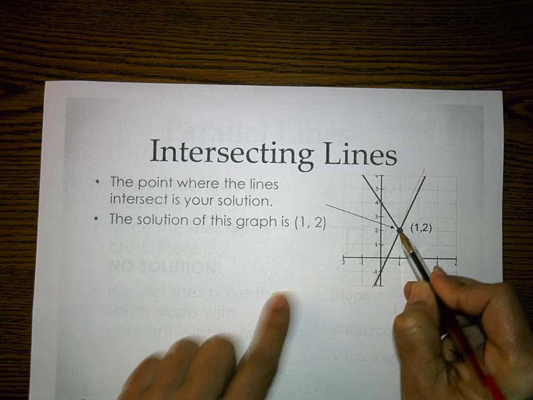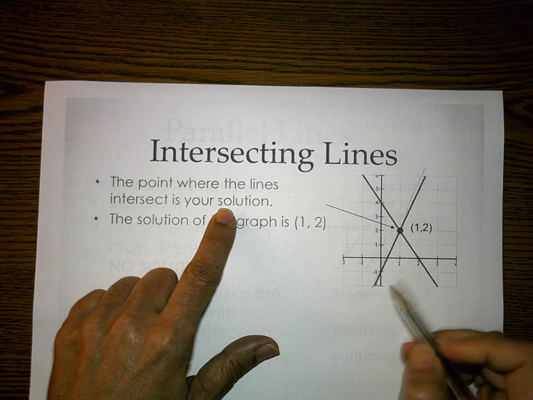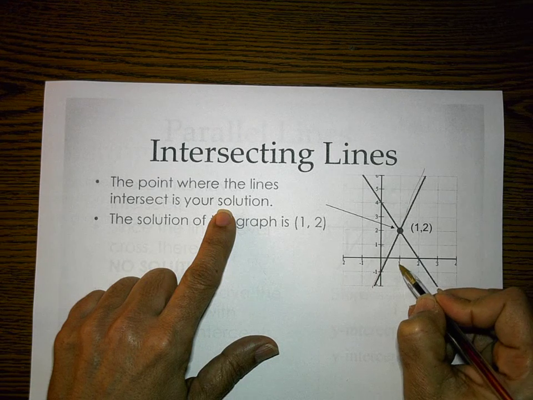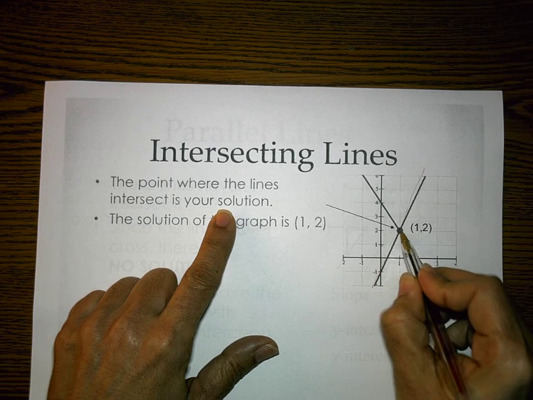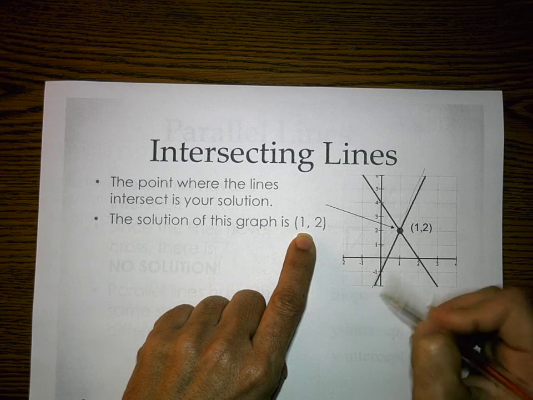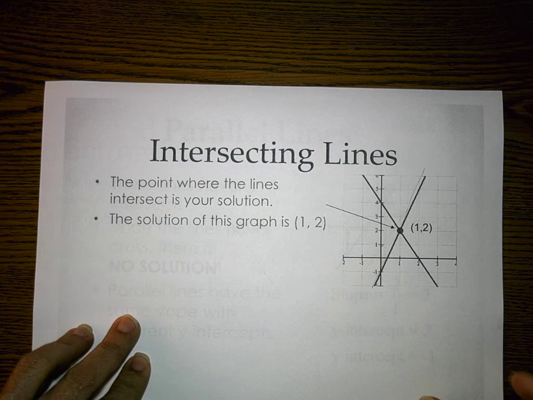The point where they meet is the solution for these 2 lines. So if you give me this graph, I quickly see that they meet at x equals 1 and y equals 2. So the solution for this graph is (1, 2). Okay, that's the solution for these 2 lines where they meet. That's what we're looking for.